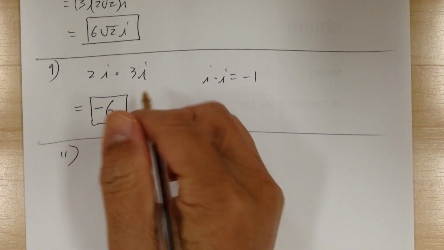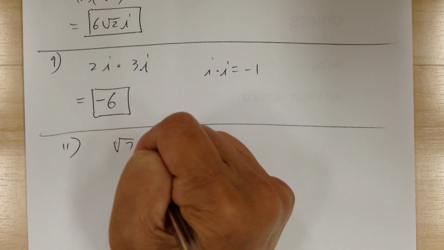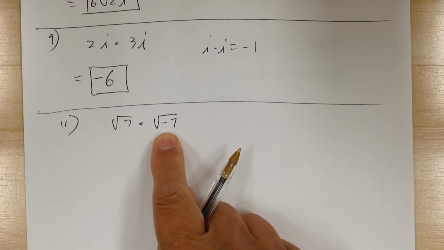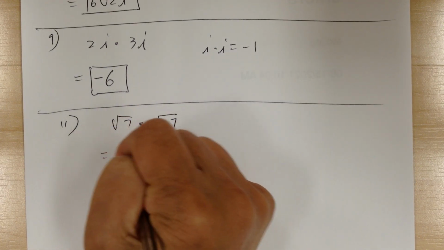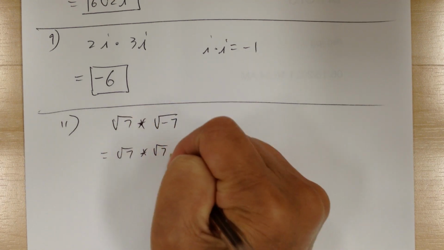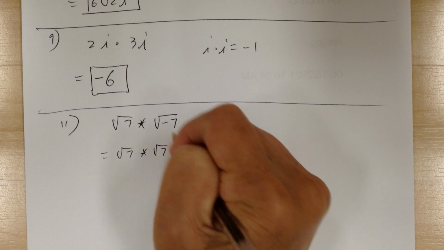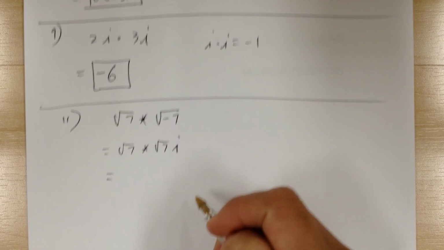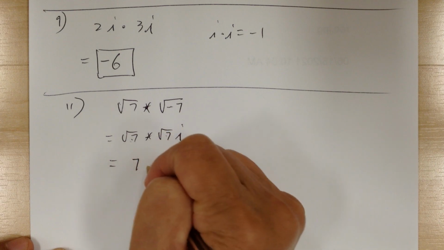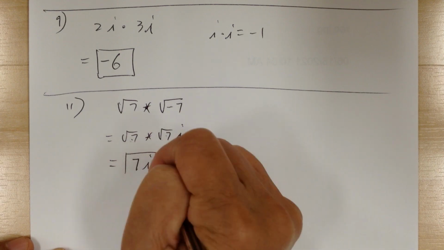Okay, number 11, square root of 7 times square root of negative 7. So again, when you have a negative inside the square root, right away, take care of that before you do anything else. Okay, so it becomes square root of 7i. Always take care of that, make it into i first before you do anything else. So now you have 2 radicands. These 2 radicands will make an integer 7, and the i will be just the i.